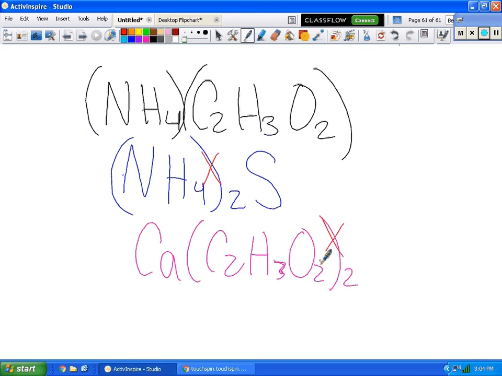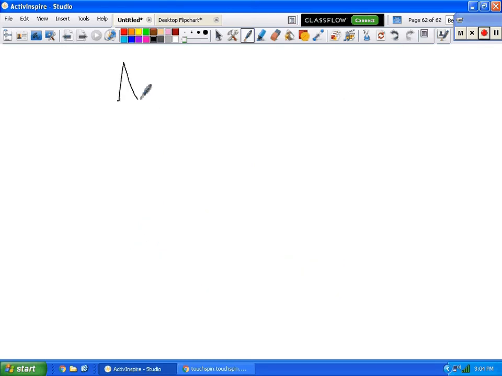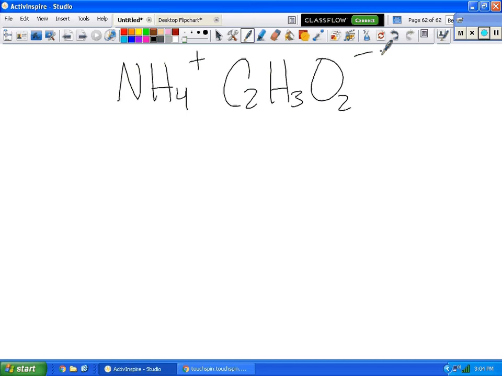But here's the deal. So when you do ammonium, you guys know ammonium as what charge? 1 positive. Acetate is C2H3O2, 1 negative. Well, what happens to the charges? They cancel, which is why it's just NH4C2H3O2. Okay? All right, so let's move on to the next one.